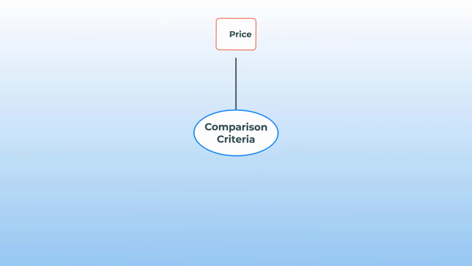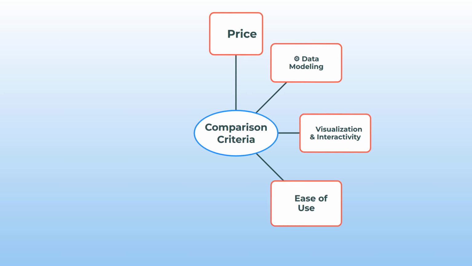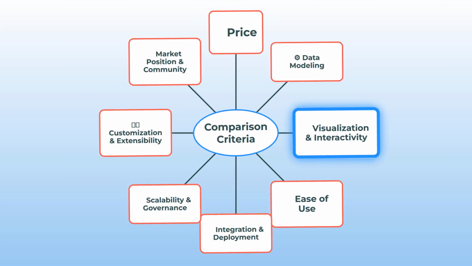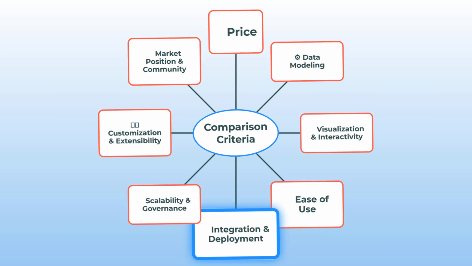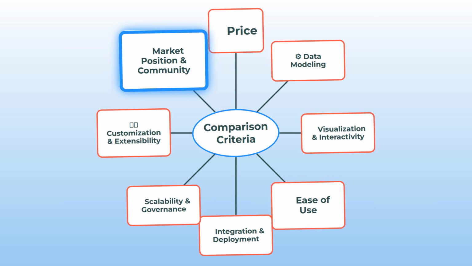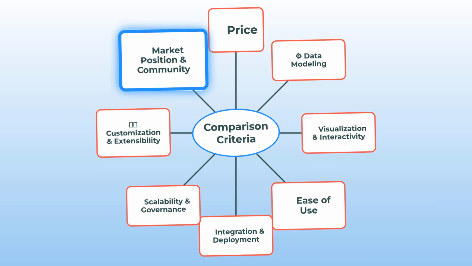All right, before we get wild with the details, here's the mind map. We're looking at price, data modeling, visualization and interactivity, ease of use, integration and deployment, scalability and governance, customization and extensibility, and market position and community. Buckle up. This is going to be fun. Let's kick off with price.